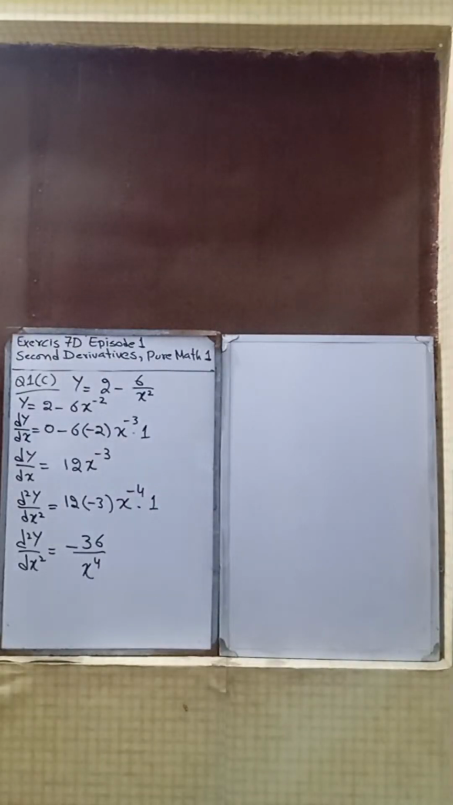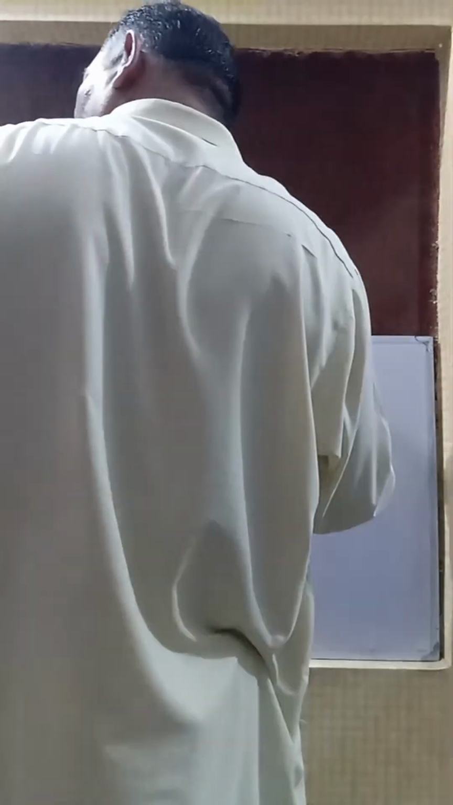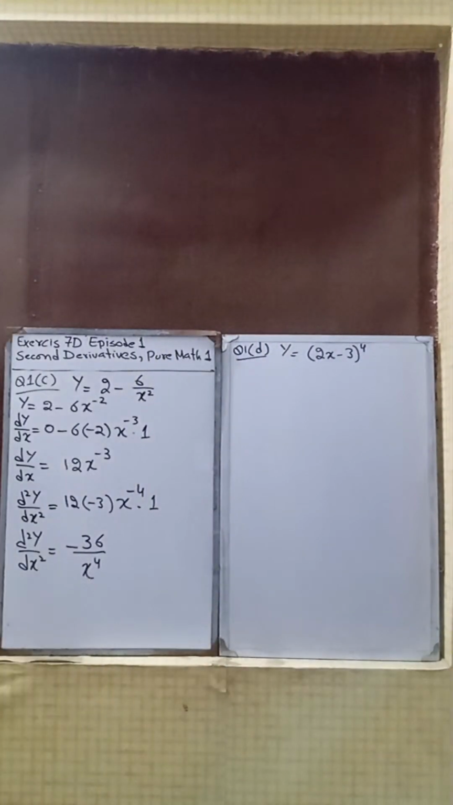Question number 1, D part, and the equation is given here. Here y is equal to (2x minus 3) raised to power 4. We want to find the second derivative of this.